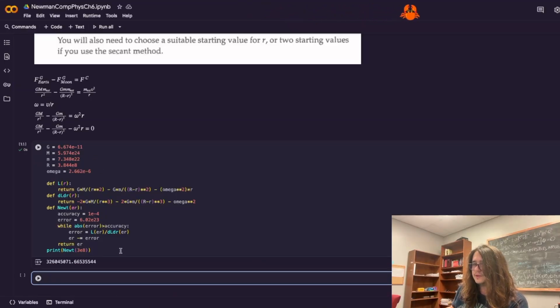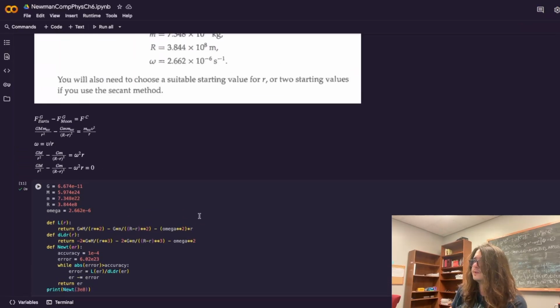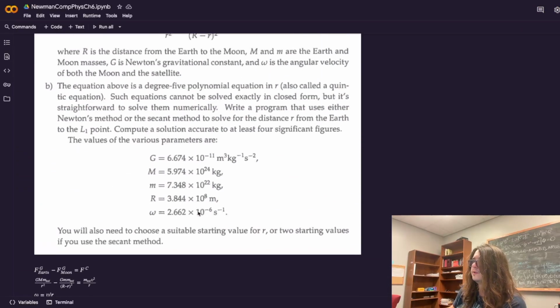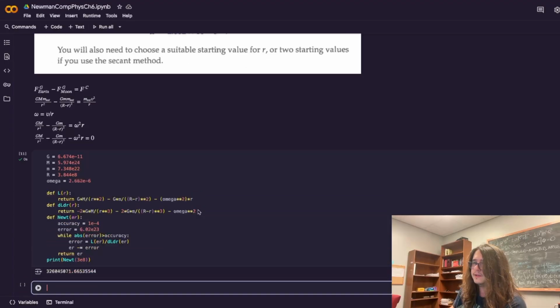But yeah, it returns 3.26 times 10 to the 8 meters away from the Earth, which is the actual solution for L1. So I think we did pretty okay. All right.